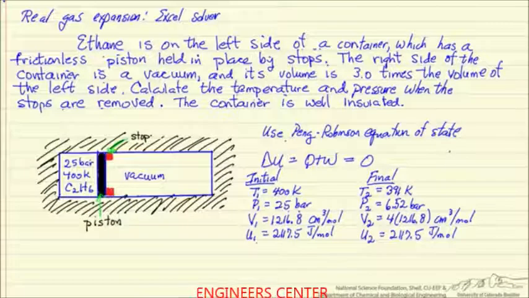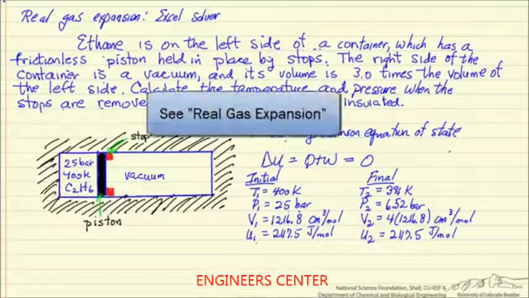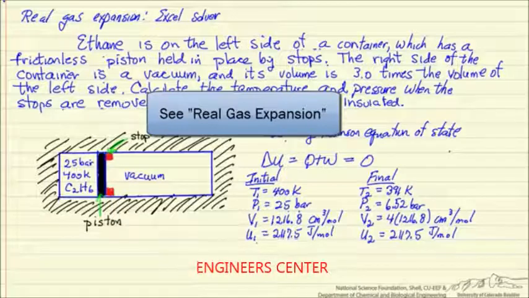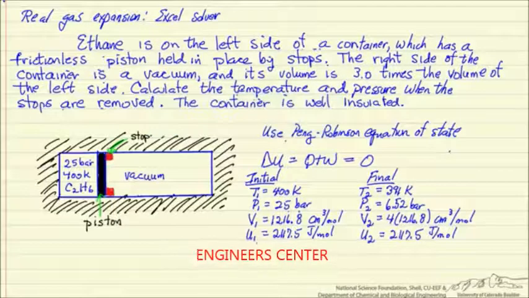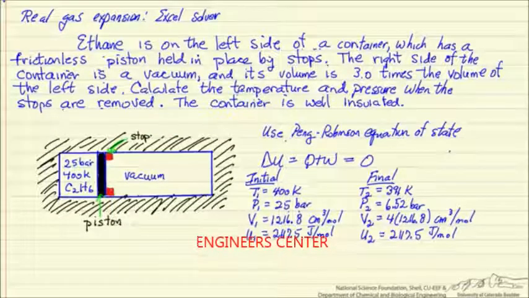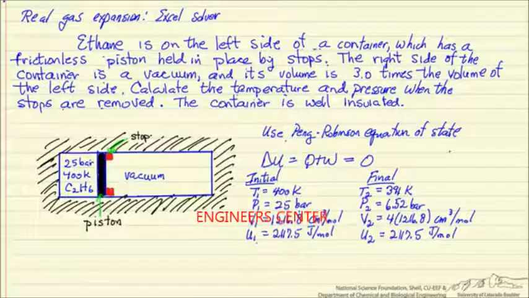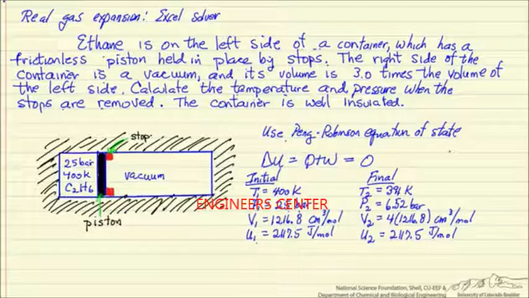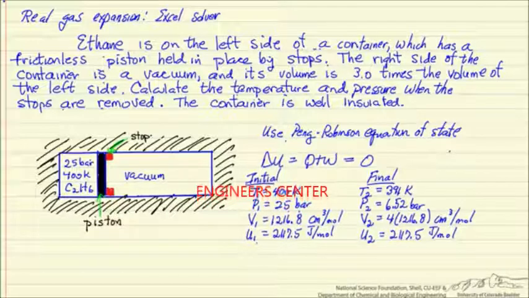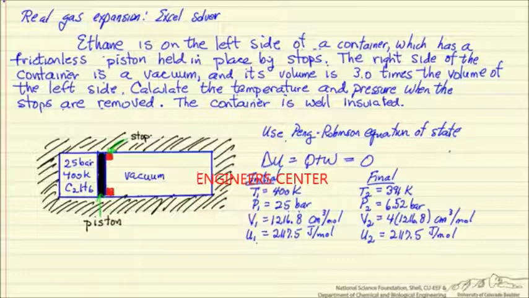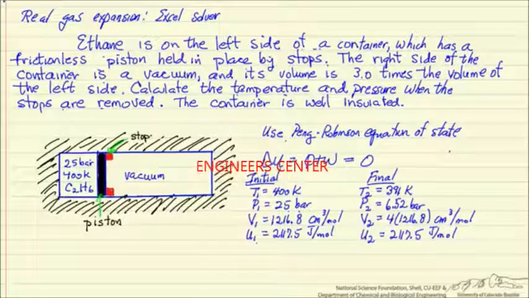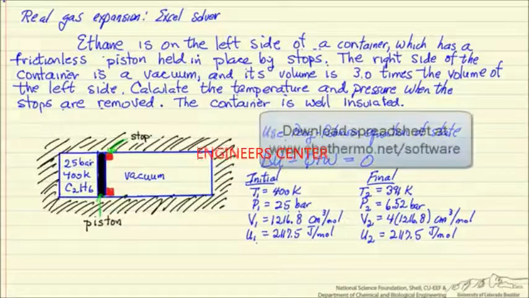This is an example that is presented in a separate screencast where we expand a real gas from a high pressure into a vacuum. If this were an ideal gas, there would be no temperature change, but what we want to do is calculate, using the Peng-Robinson equation of state, what the final temperature would be and the final pressure.